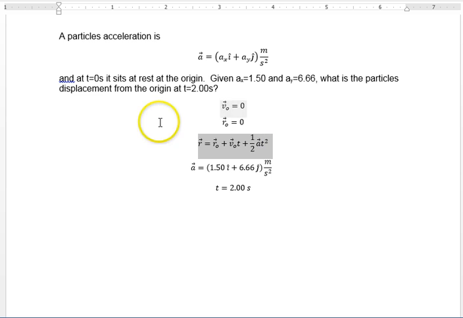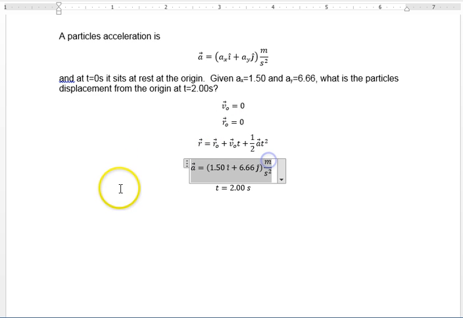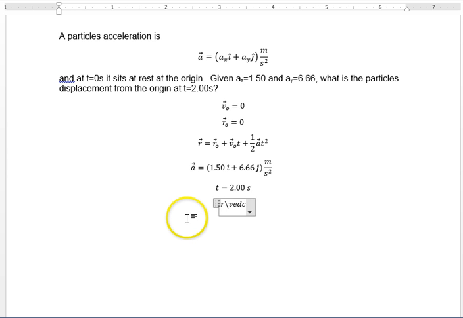And then you're going to want to make sure you put in what are my initial values everywhere. That's not part of the rubric, that's part of working the problem, but you put in your initial values. And so if we do this, then we're going to get r is going to be 1.50 i hat plus 6.66 j hat times the time, which is 2, squared, and at the end of the day, that's all going to be meters. So we've got 4 times 1.5 and 4 times 6.66.